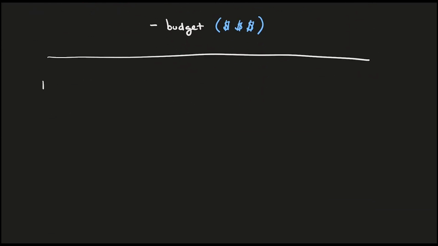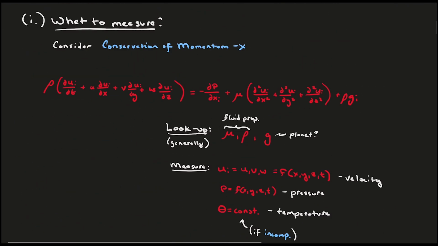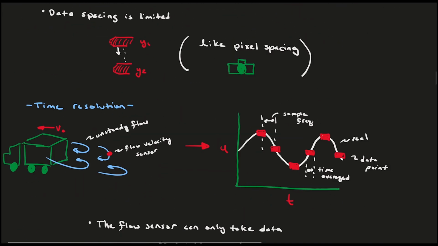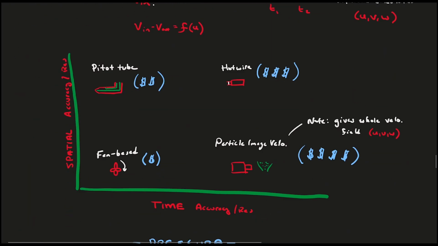Okay, let's review. First, we justified why measurements are needed in fluid mechanics. By looking at our equations, we decided what needs to be measured and what properties can be looked up in a book or online. We covered spatial and temporal measurement resolution and how that looks as we plot it. Two types of error were discussed, bias error and random error. Both can be controlled with specific strategies. And last, we covered the common velocity, pressure, and temperature measurement devices and compared their spatial and temporal accuracy as well as cost.